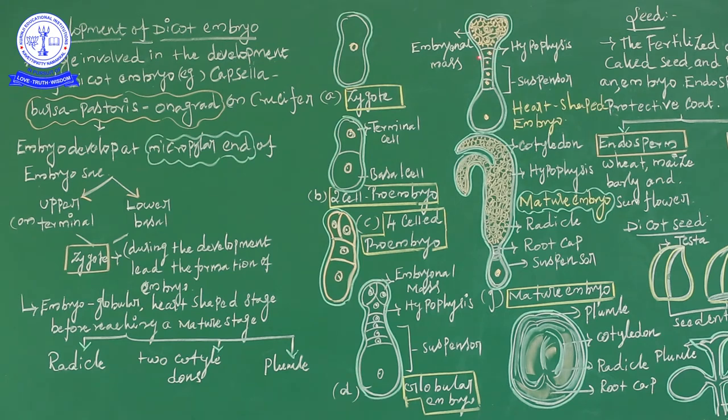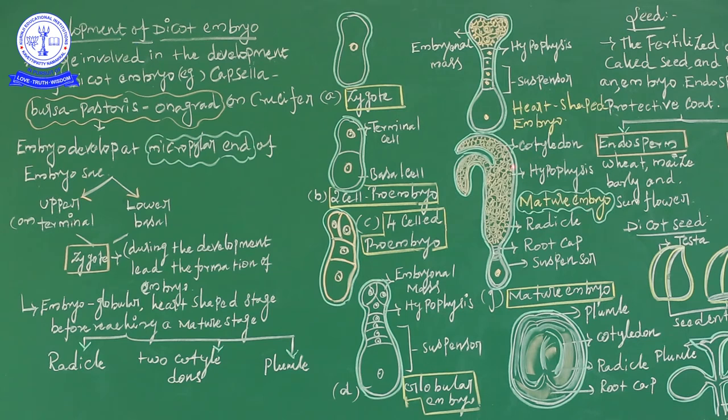That is the shape naturally seen in the developing embryo, present in the heart shaped stage. In addition, there is the embryonal mass, and then the particle called the hypophysis, and also the developing structure called the suspensor. The embryo with the suspensor is seen in the heart shaped embryo, and then the embryo develops into the mature embryo.